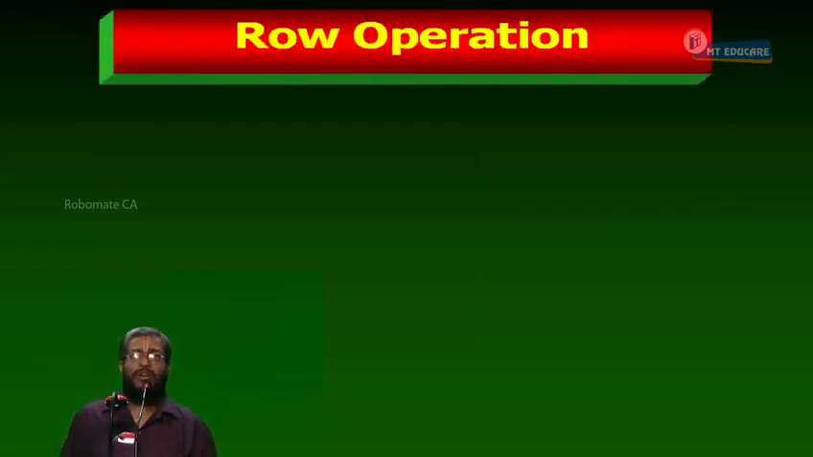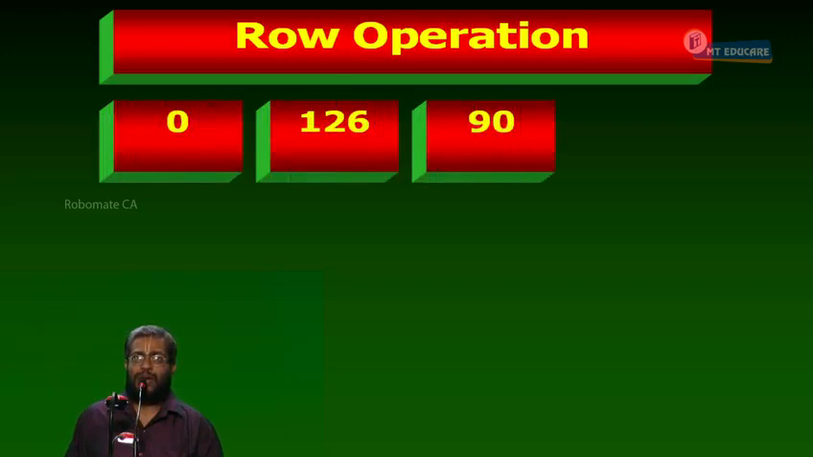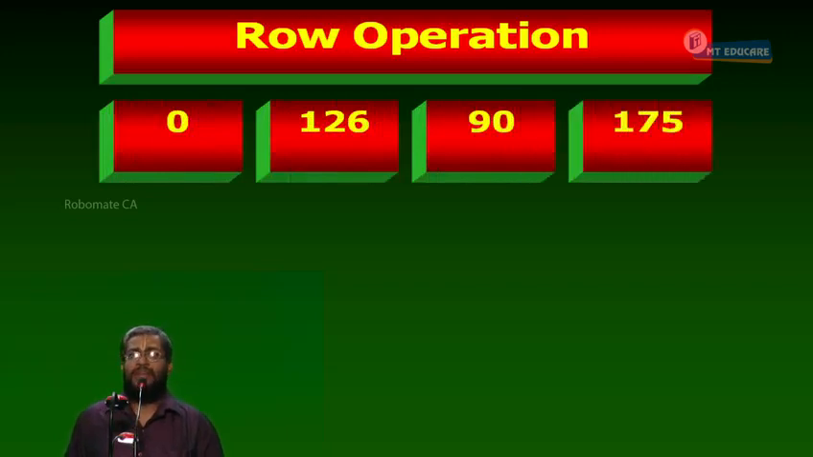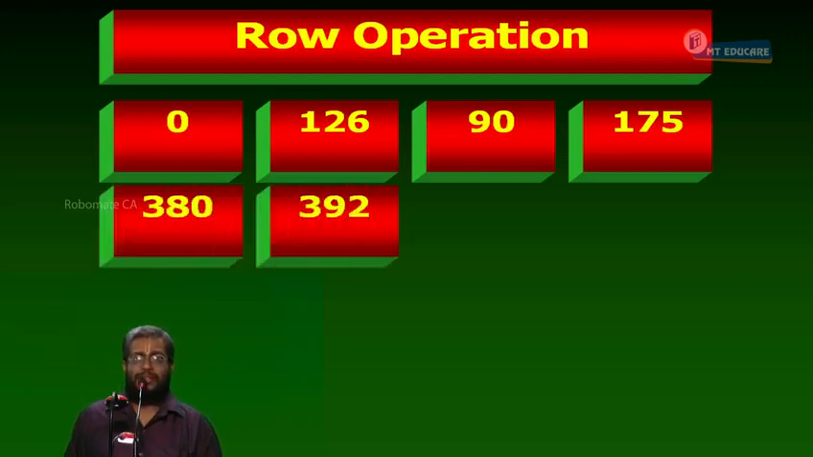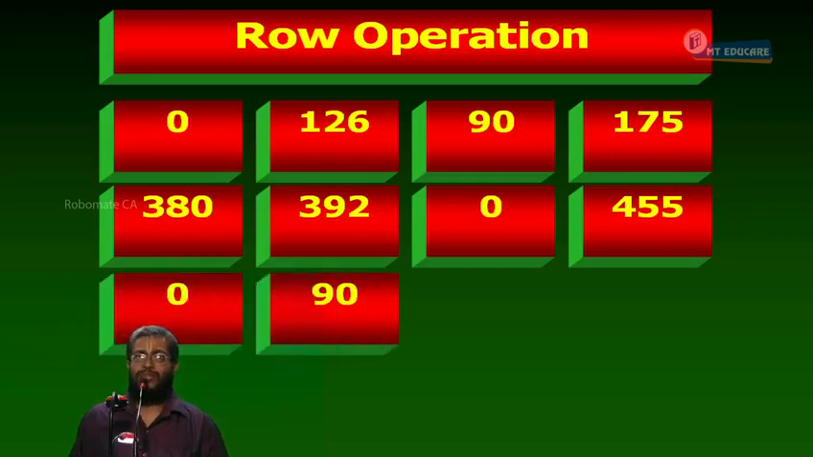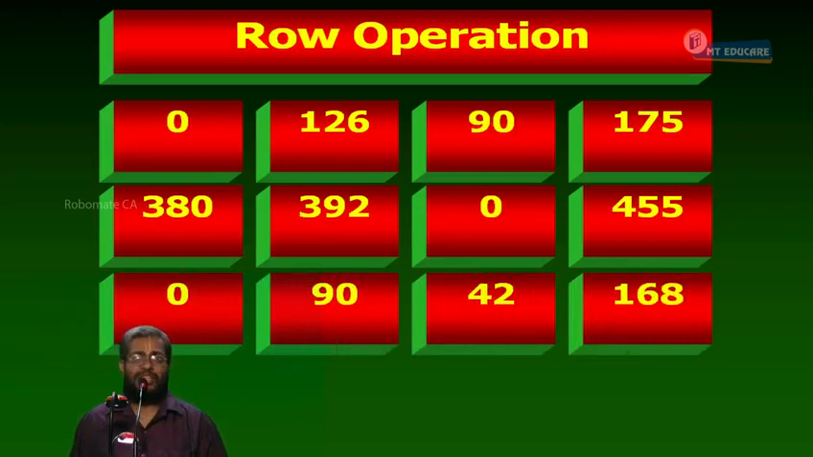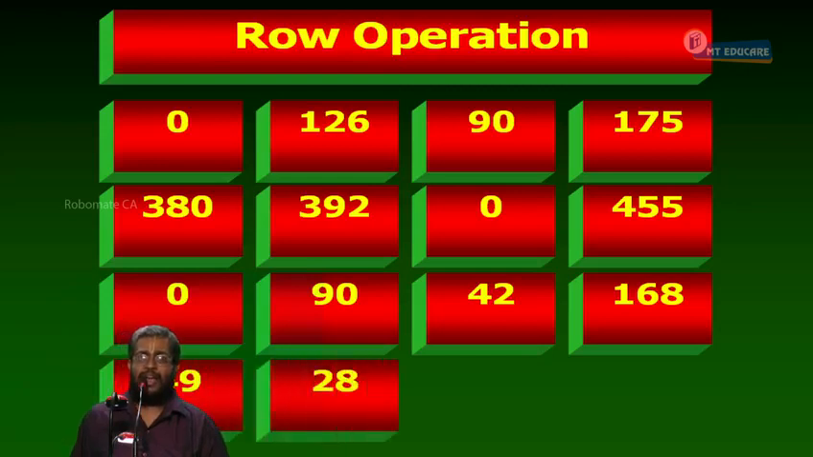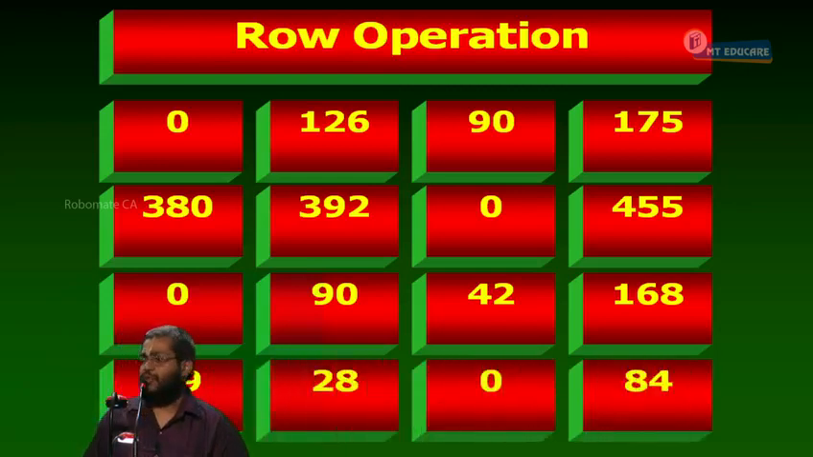Write down step 1, row operation. Write along with me. What we did: 0, 126, 90, 175. Next is 380, 392, 0, 455. Third is 0, 90, 42, 168. Last row is 49, 28, 0, 84.